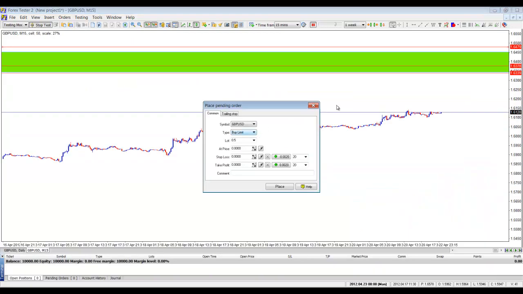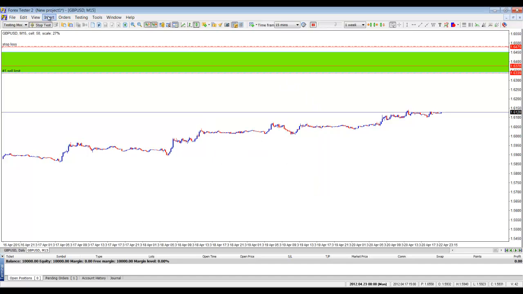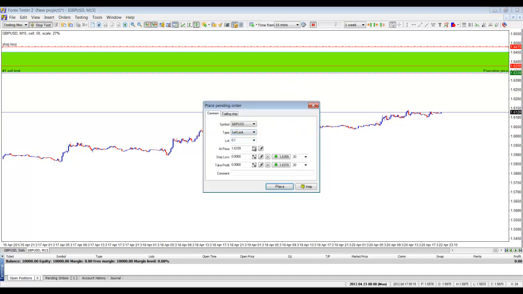So we put a new pending order. It's going to be a sell limit at 163.39. Stop loss 164.79 plus spread. We'll work out the take profit in a moment. And another sell limit at 163.78. Stop loss 164.3. Okay.